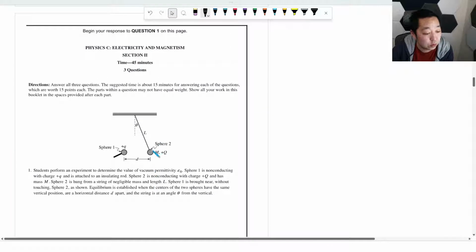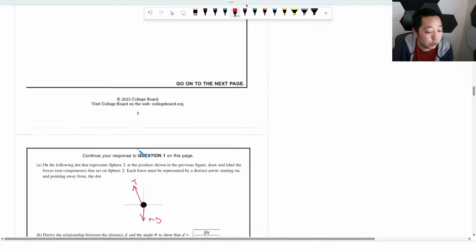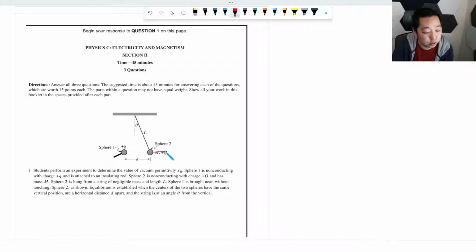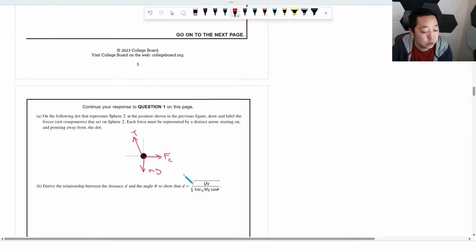So sphere 2's got gravity. Okay, it's got a rope pulling on it. We've got the tension force from that rope pulling it. And there's an electrostatic force. They're both positive and they're repelling each other because they're the same charge. So it's going to be directly to the right like that. And then we'll call that the Coulomb force. I usually use FC for that. You can use E if you want for electrostatic force.